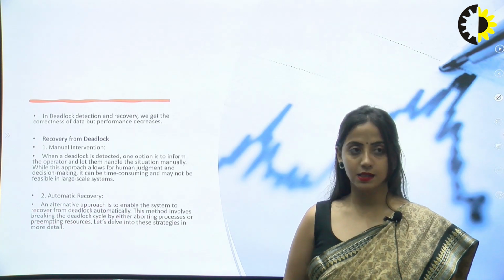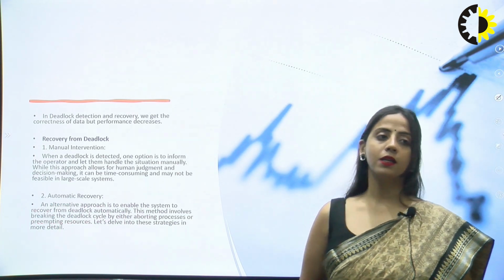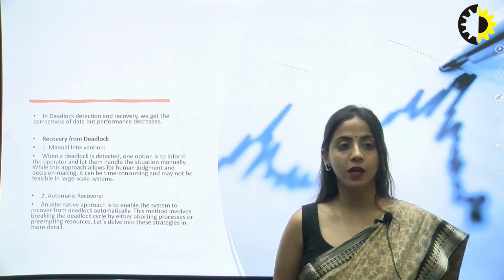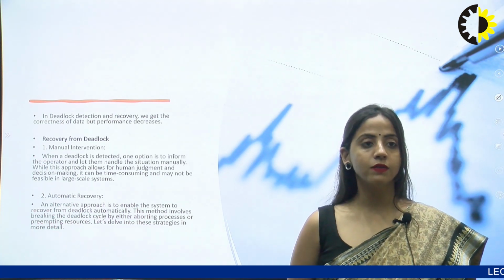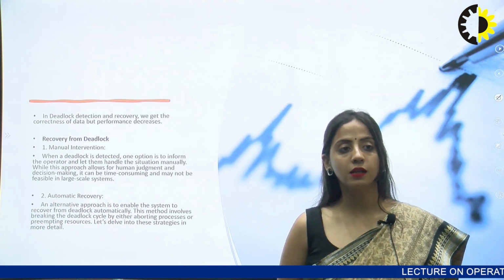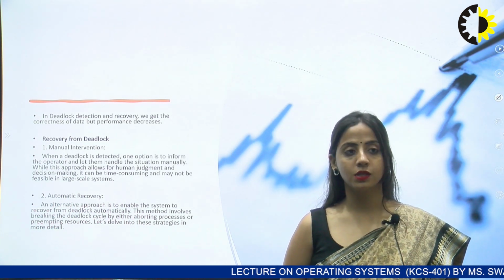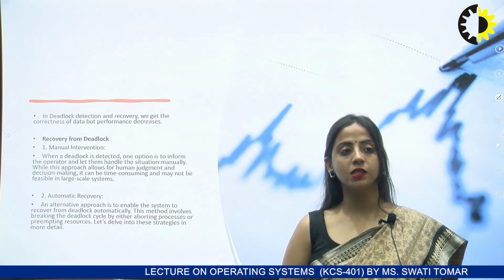in large scale systems. Automatic recovery is an alternative, enabling the system to recover from the deadlock automatically. This method involves breaking the deadlock cycle by either aborting processes or preempting resources. Let's delve into these strategies in more detail.